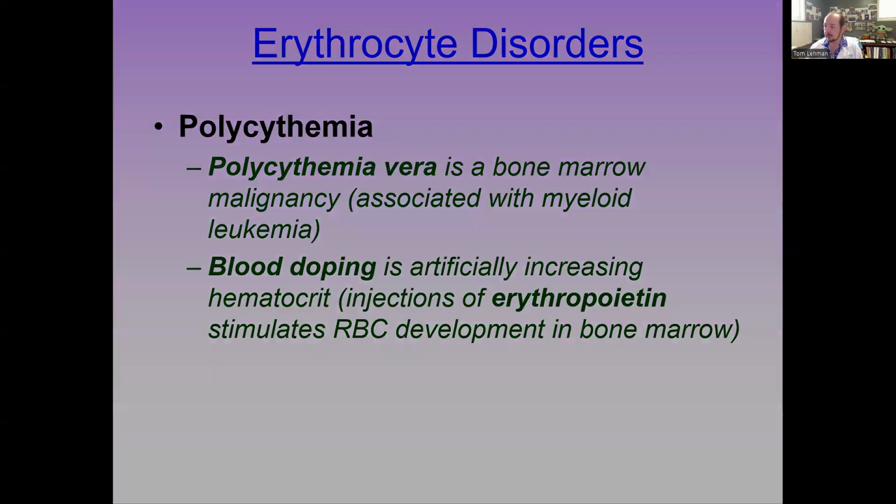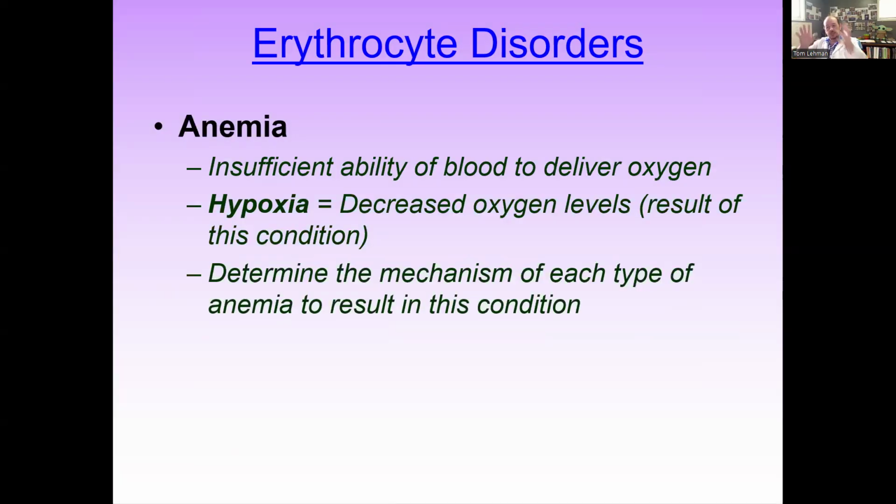It's very, very unhealthy. On the other side of that, we said was anemia, insufficient ability of blood to deliver oxygen. Hypoxia is a decreased oxygen level in the tissues. Now, that's a result of the anemia. Make sure that you understand the difference between the term anemia and the term hypoxia. I get students that want to mix them up all the time. Anemia is the insufficient ability to deliver. Hypoxia is the result. So watch the wording on my test questions so that you give the correct answer.